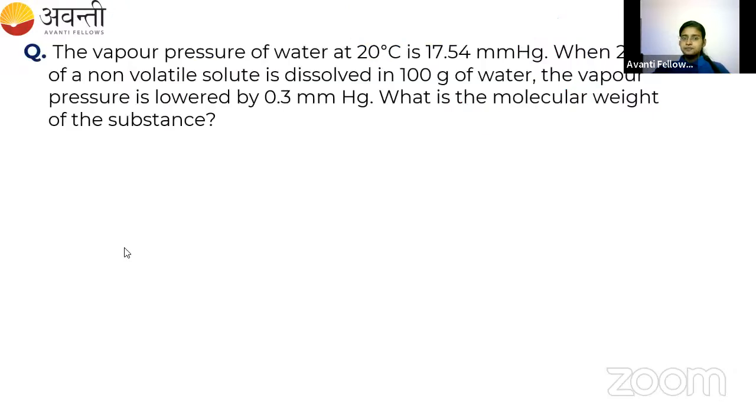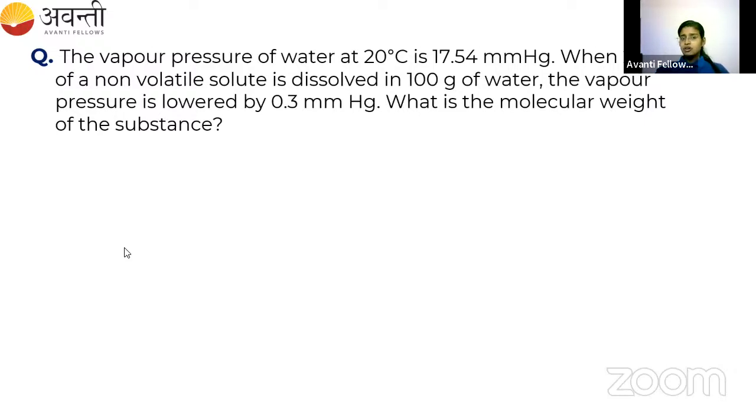Here is the question. The vapor pressure of water at 20 degrees Celsius is 17.54 mm of mercury. When 20 gram of a non-volatile solute is dissolved in 100 gram of water, the vapor pressure is lowered by 0.3 mm of mercury. What is the molecular weight of the substance?